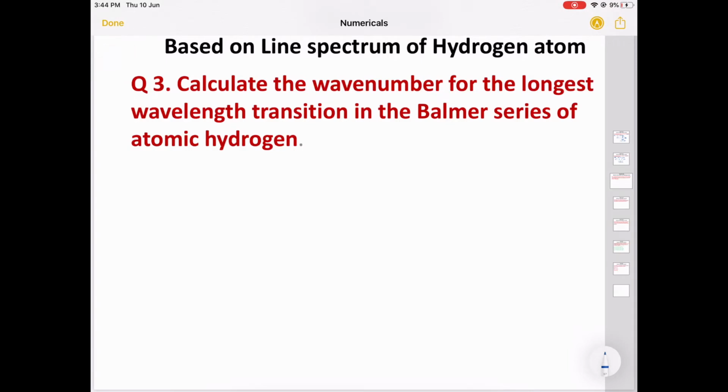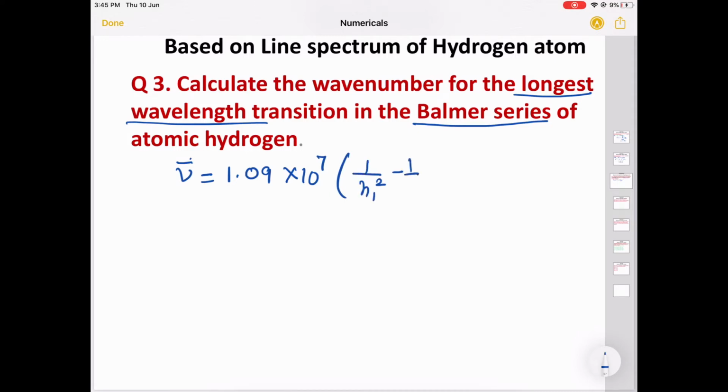Question number 3. This is based on line spectrum of hydrogen atom. Calculate the wave number for the longest wavelength transition in the Balmer series of atomic hydrogen. Balmer series and longest wavelength. The formula for wave number is equal to 1.09 into 10 raised to power 7 into 1 upon n1 square minus 1 upon n2 square.